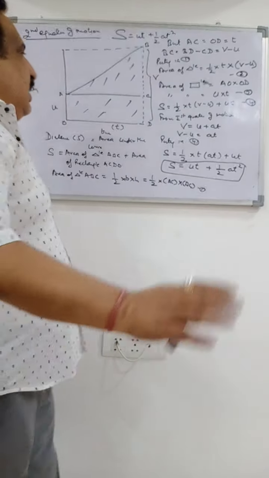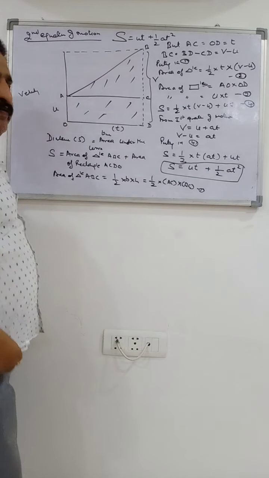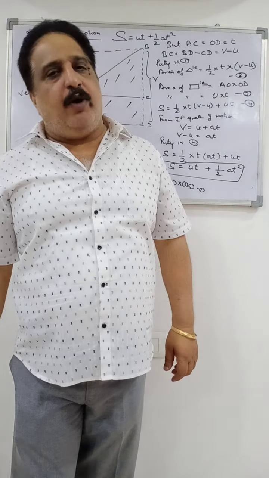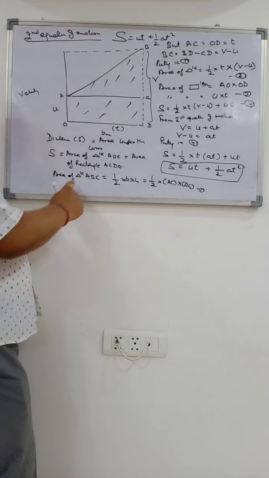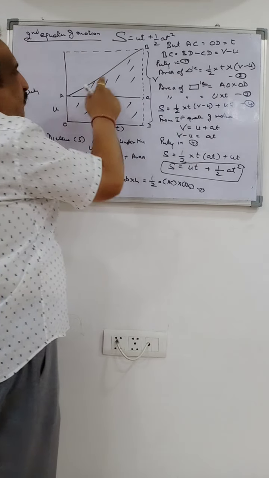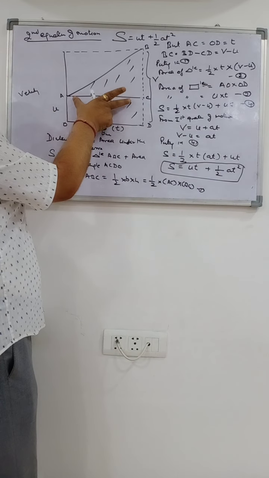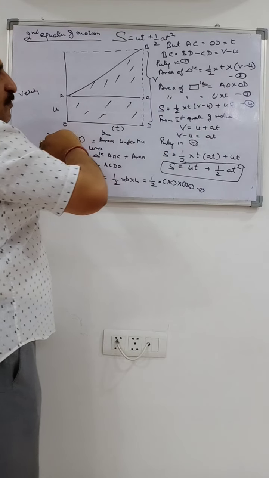Now what is the area under the curve? Area of triangle plus area of rectangle. Area of triangle is half into base into height, plus area of rectangle, length into breadth. So what will be the area of triangle? Half into base. What is the base of this? AC is equal to OD is equal to T. Base is T. What is height?